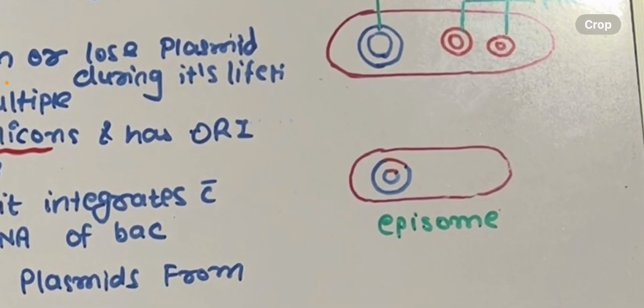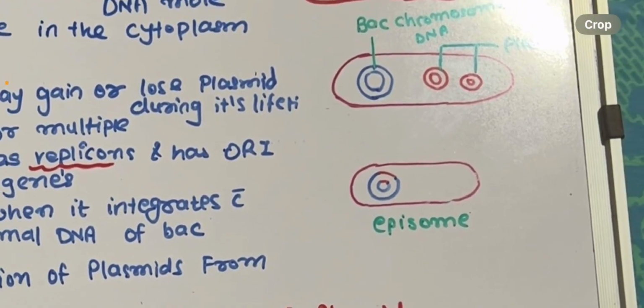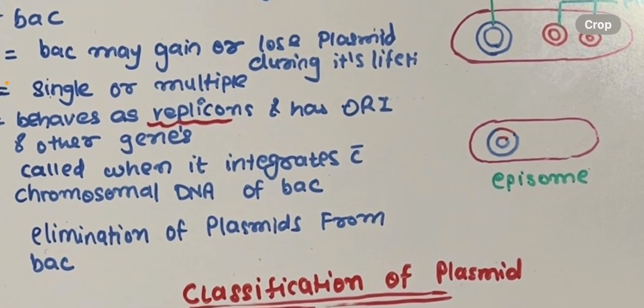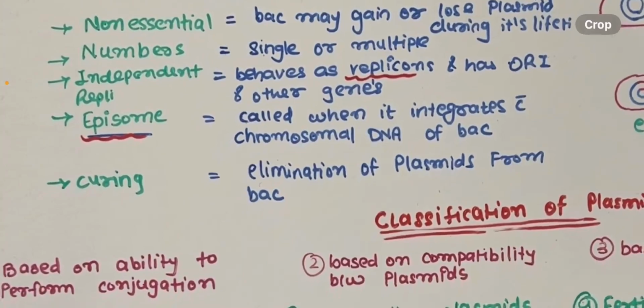So here we can appreciate episome, where the blue one is the bacterial chromosomal DNA and the red one is a plasmid. When the plasmid gets integrated in the chromosomal DNA, it is referred to as episome. The elimination of plasmid from the bacteria is referred to as curing.